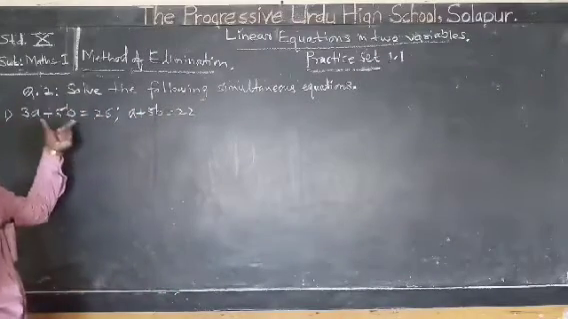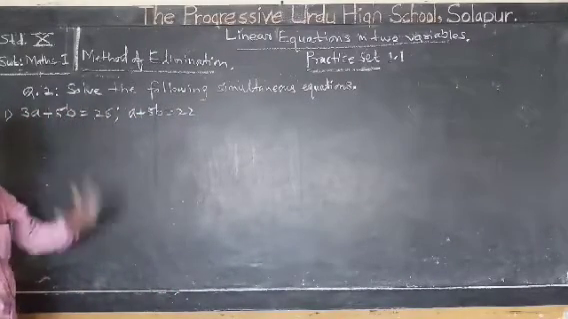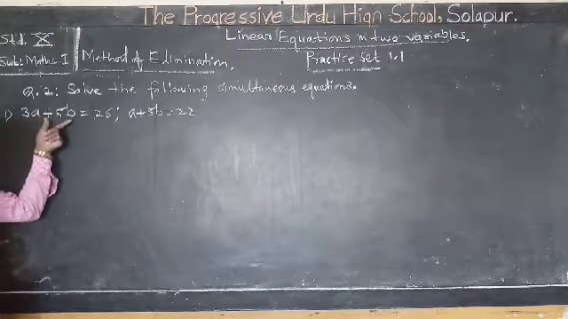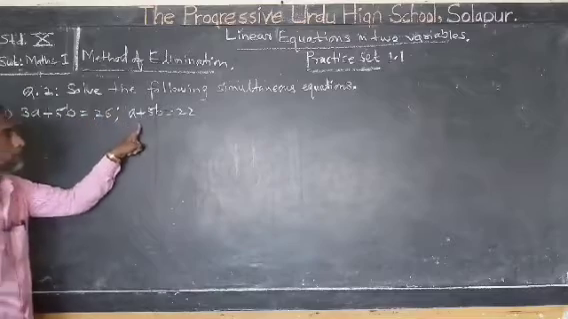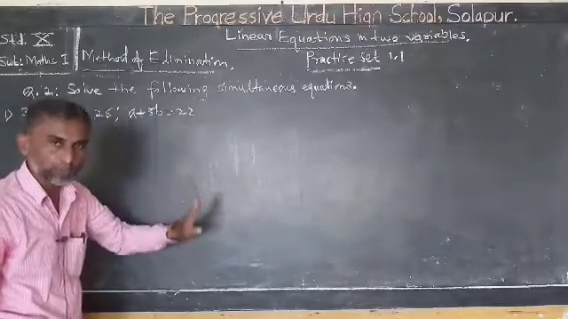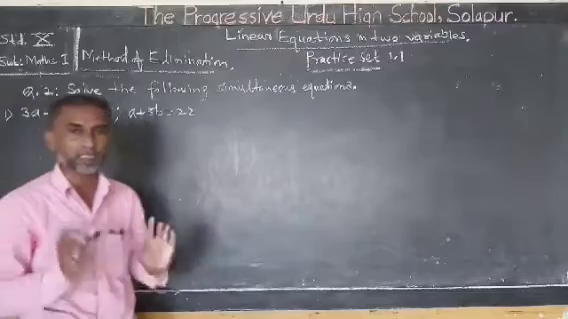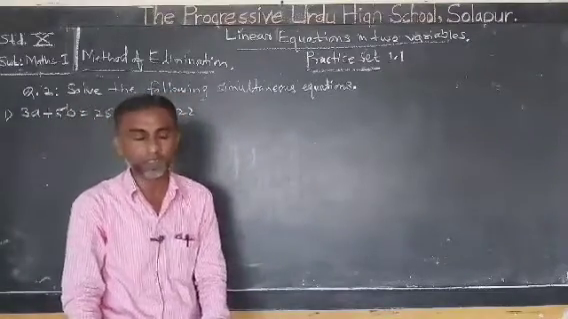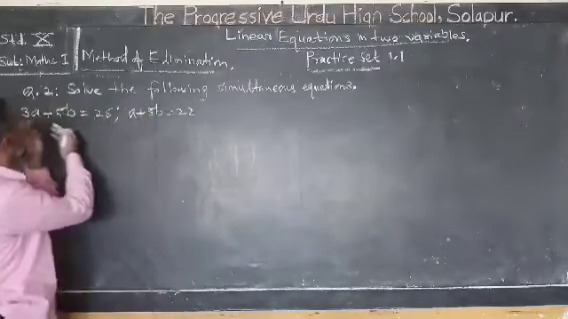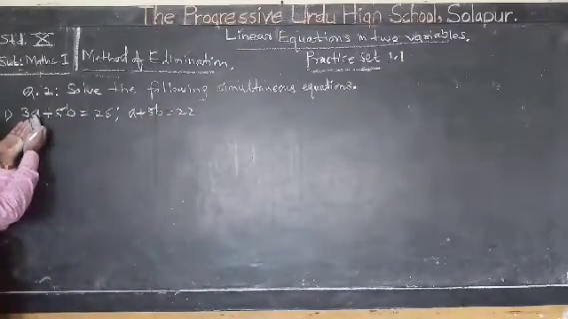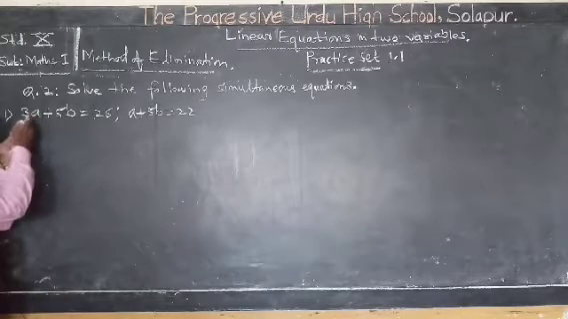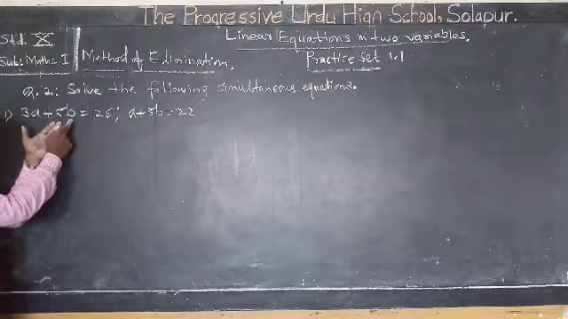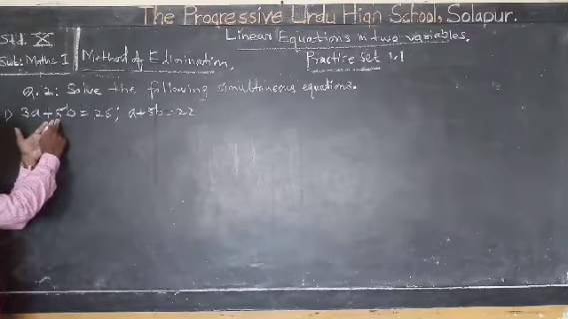First, question number 2, solve the following simultaneous equations. First question, 3a plus 5b is equal to 26, and a plus 5b is equal to 22. These are the two simultaneous equations we have to solve by equating the coefficients. Coefficients means, look at the first term 3a. a is the variable and 3 is its coefficient. Second term 5b, b is the variable, 5 is the coefficient.